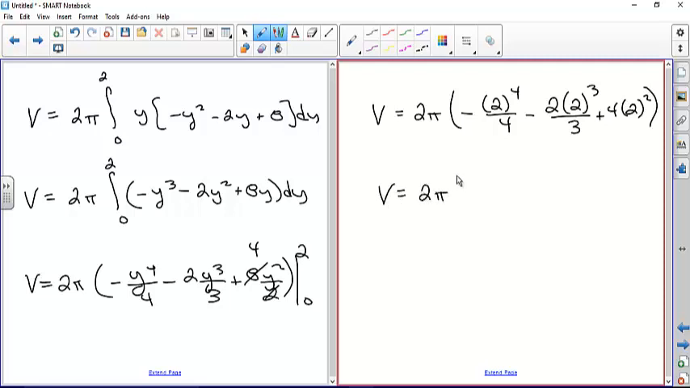So that's 2 pi times, okay. So 2 squared is 4. So we're left with, out of the 2 to the 4th power, 2 squared gets canceled out there. So we get 2 squared, which is 4. Then we have 2 cubed, which is 8, times 2, which is 16. So we get negative 16 thirds. And then we get 2 times 2, which is 4, times 4, which is 16.